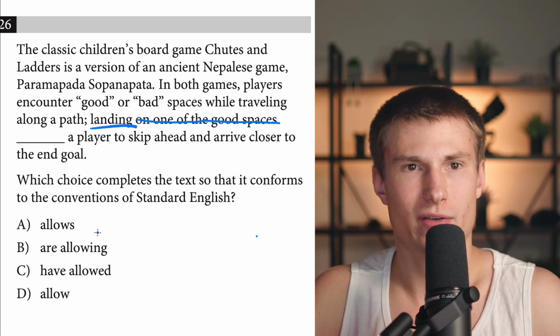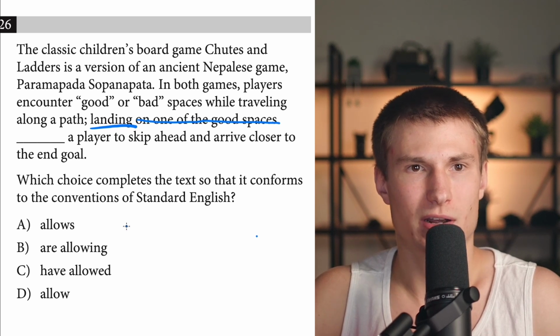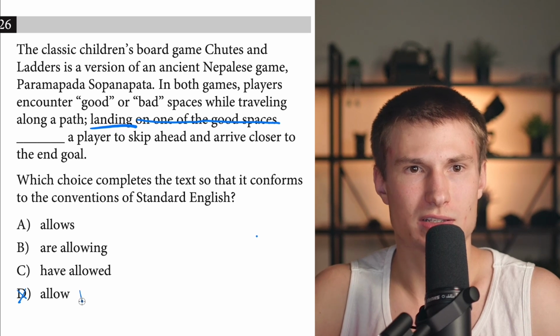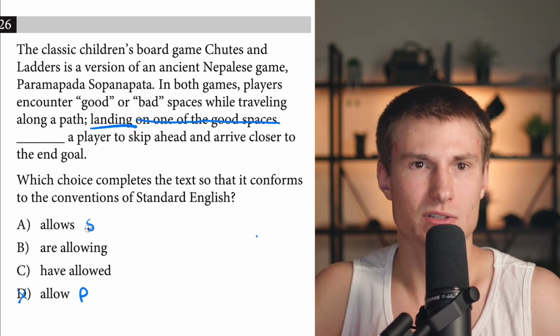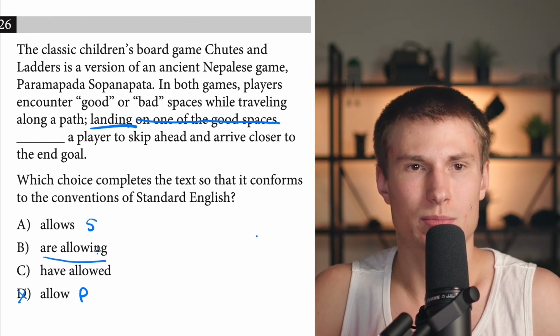Look at my options. I have option A, allows. I'll use the he, they test here. So I would state he allows, but I would state they allow. So I see option D would have to be incorrect since allow is plural, but allows is singular. If you look at option B, we have are allowing. Well, are allowing, we would state they are allowing, but he is allowing. So we know that that's plural, so we can get rid of that as well.